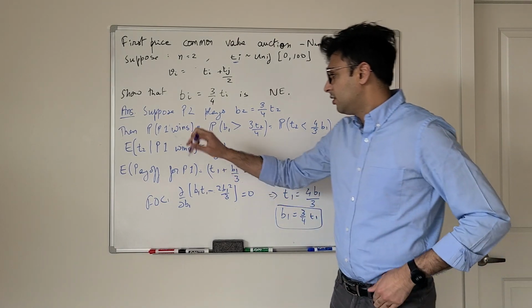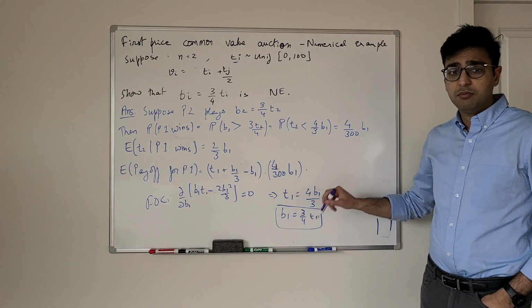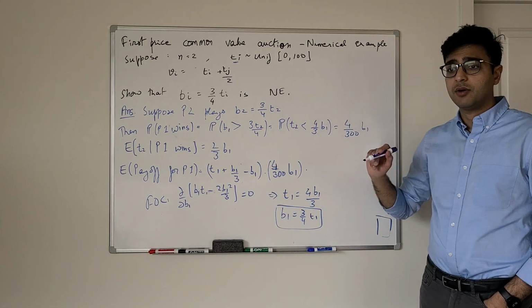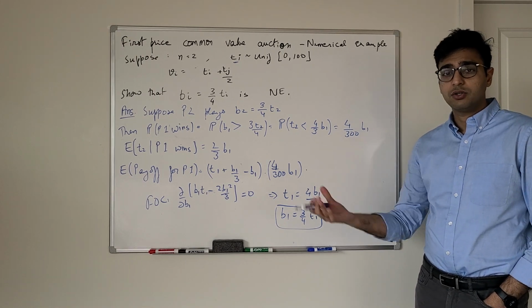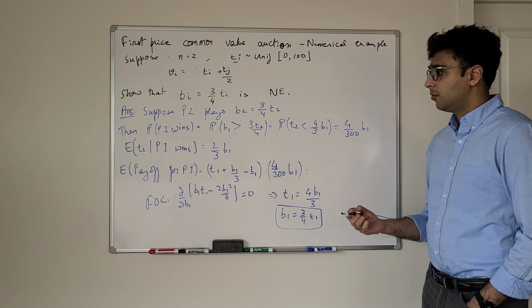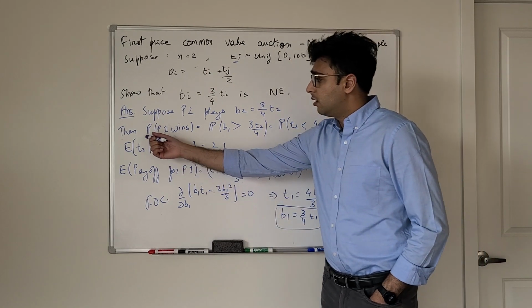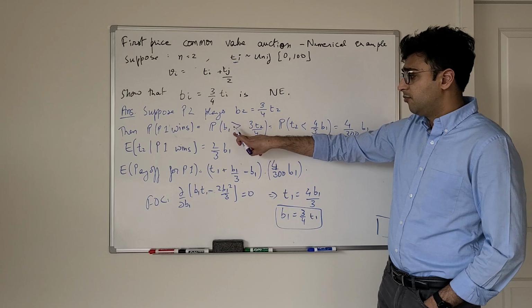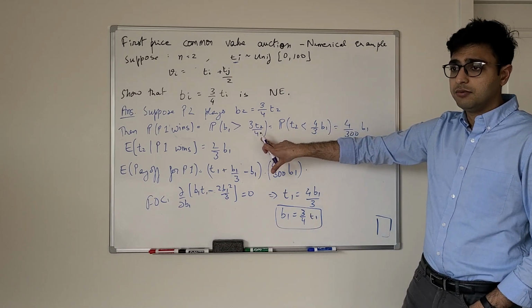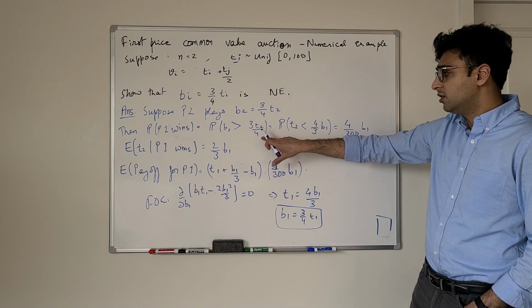Then, if player 1 also follows this bid function as a best response to player 2 following that bid function, we would have a Nash equilibrium. Then we will have shown that this is a Nash equilibrium. So how do we do it? First we need the probability that player 1 wins playing B1 when player 2 is choosing a bid B2 equals 3 divided by 4 T2.